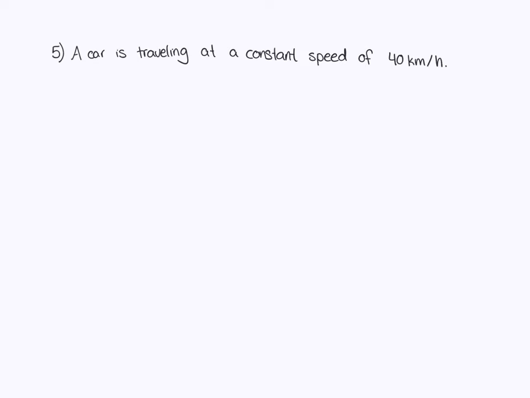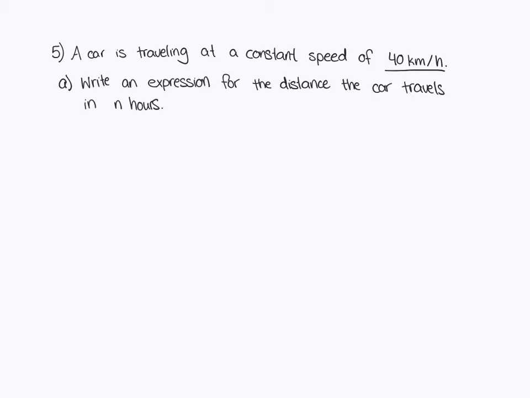So once again with question number 5, I won't do all of the work for you, but I'll talk about each part to try and help you know what the instructions are. So the scenario is that a car is traveling at a constant speed, so it doesn't change how fast it's going. It's always going 40 kilometers per hour. So that means in 1 hour it goes 40 kilometers. In 2 hours it goes 80 kilometers. In 3 hours it goes 120.